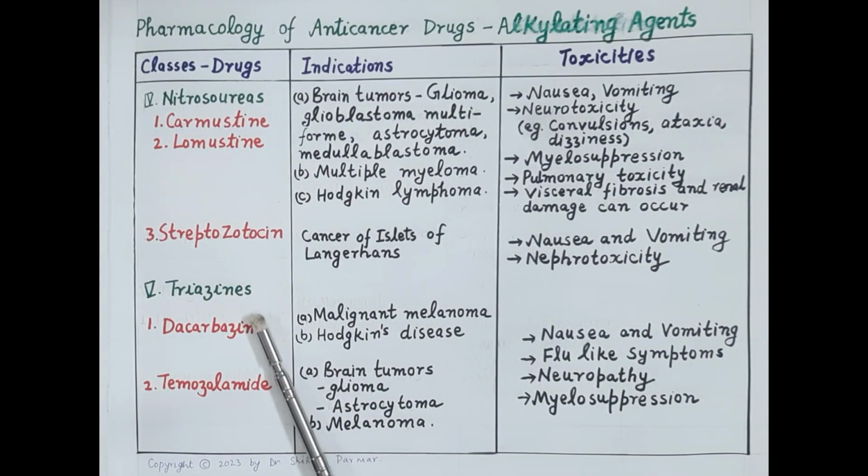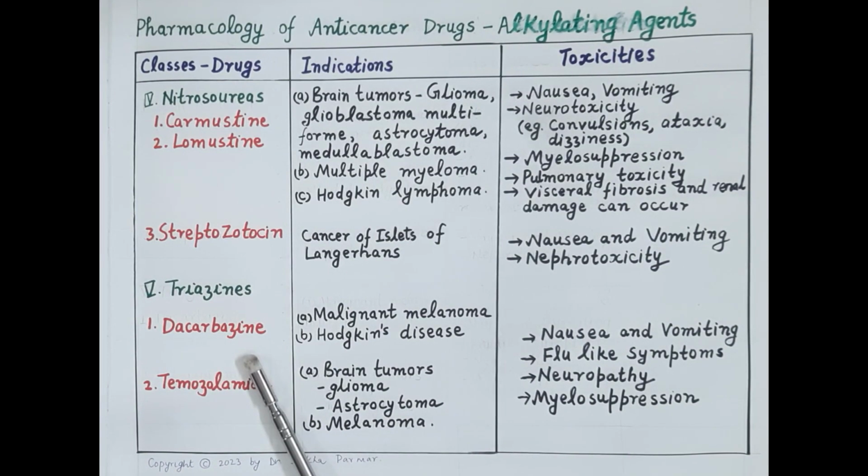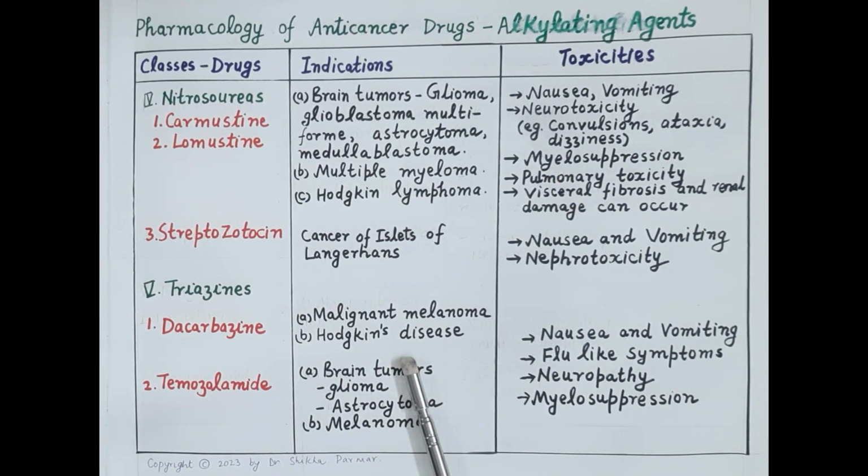Now, another alkylating agent class is the triazine, and the drugs included in this class are dacarbazine and temozolomide. Dacarbazine is activated in the liver, and it is effective in the treatment of malignant melanoma and Hodgkin's disease.